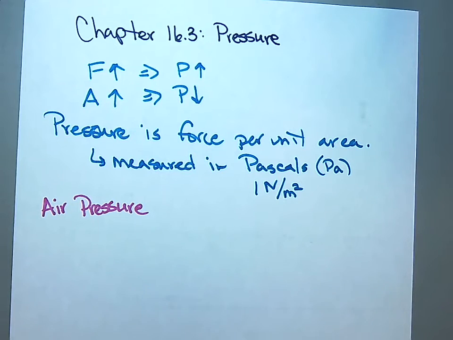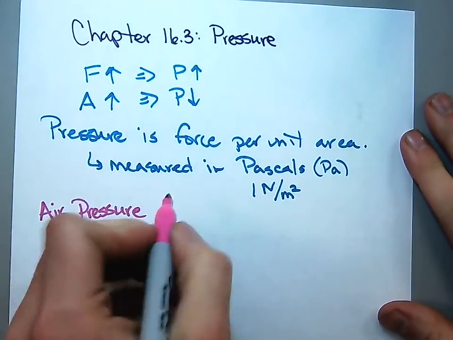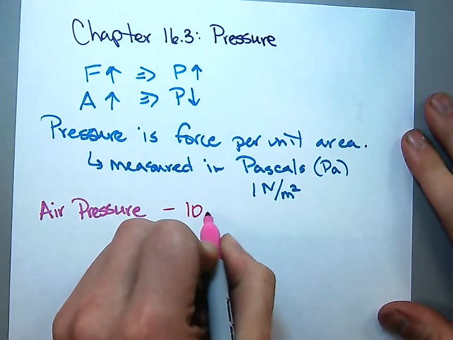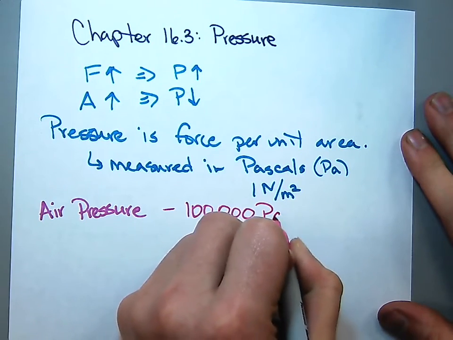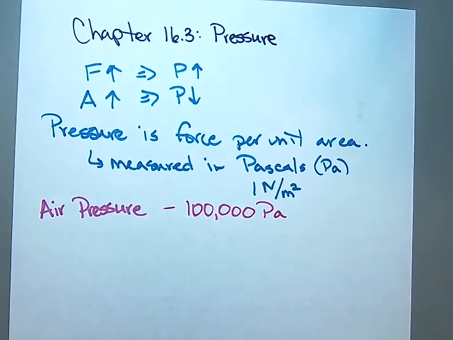If I have a tank and I compress the tank, the way I'm compressing it is by putting more molecules in there. And if there are more molecules in there, they're going to hit more often because there are just more of them, right? So that makes higher pressure. Well, the pressure on Earth, atmospheric pressure, is around 100,000 pascals. Right around 100,000 pascals.